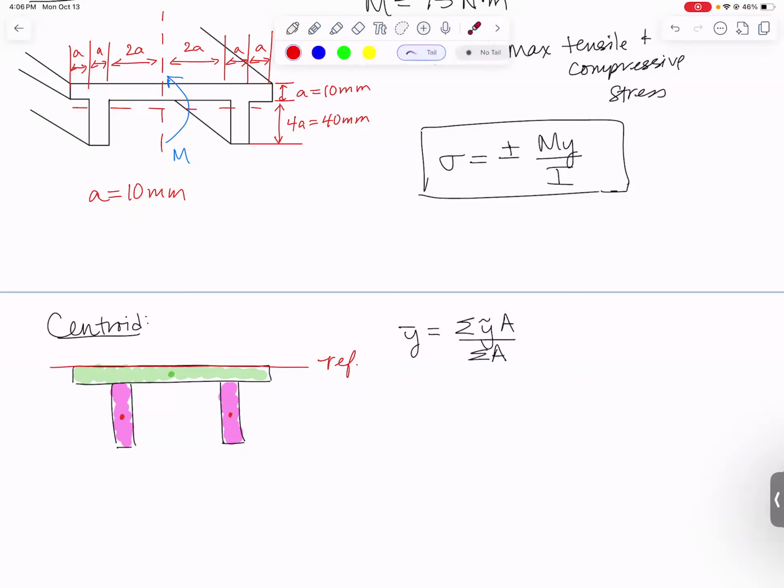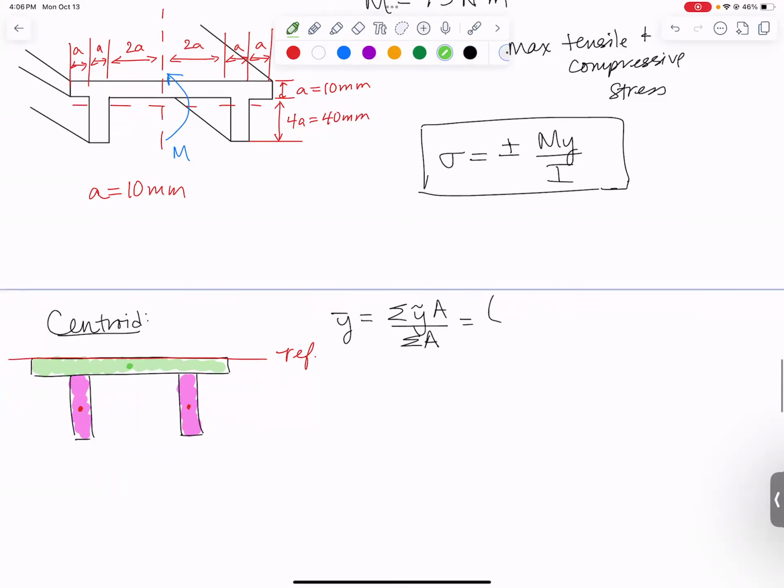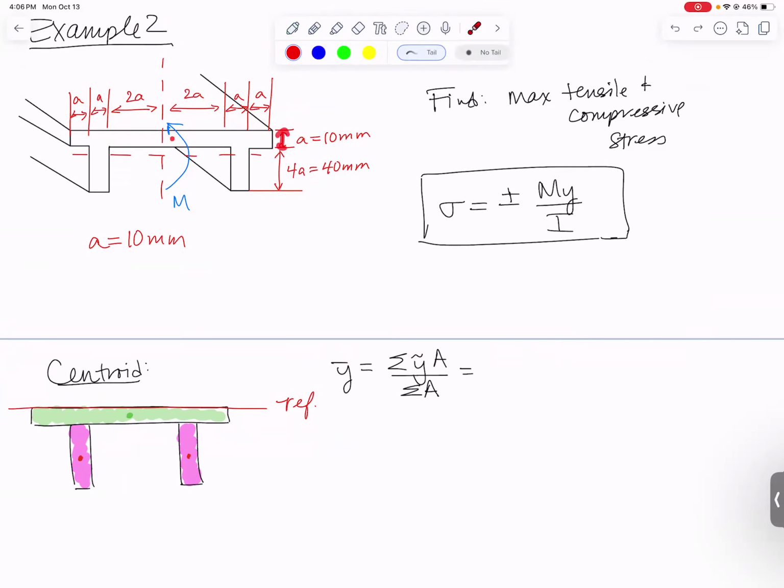So I need to measure from my reference axis down to the green dot and then down to the two red dots, multiply each of those by their areas, and then divide by the total area. So for the green one, it's 10 millimeters tall, so the centroid will be in the middle, 5 millimeters down from the top. So y tilde is 5 millimeters. That gets multiplied by its area, which is 10 millimeters times, what was it, 80 millimeters, I think we figured out. While I'm there, in the bottom of the fraction, I'm also going to have the same area, 10 millimeters times 80 millimeters.